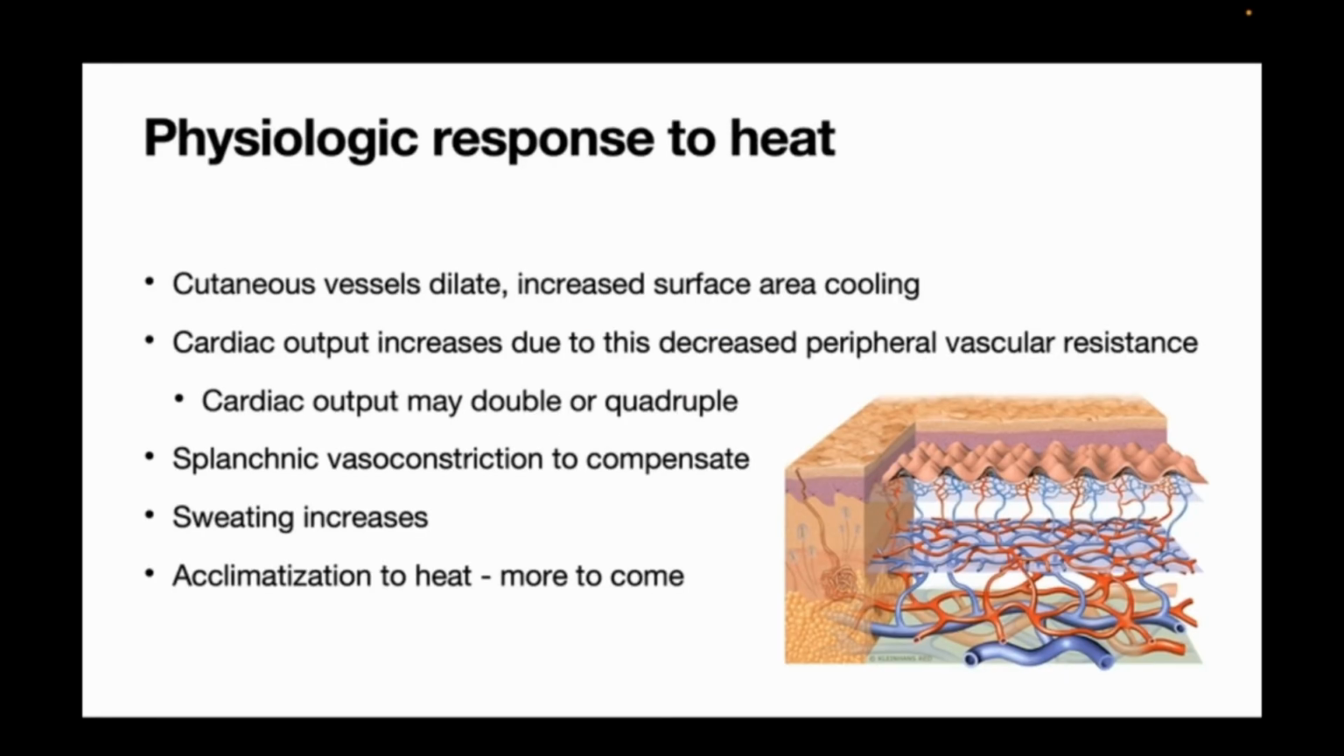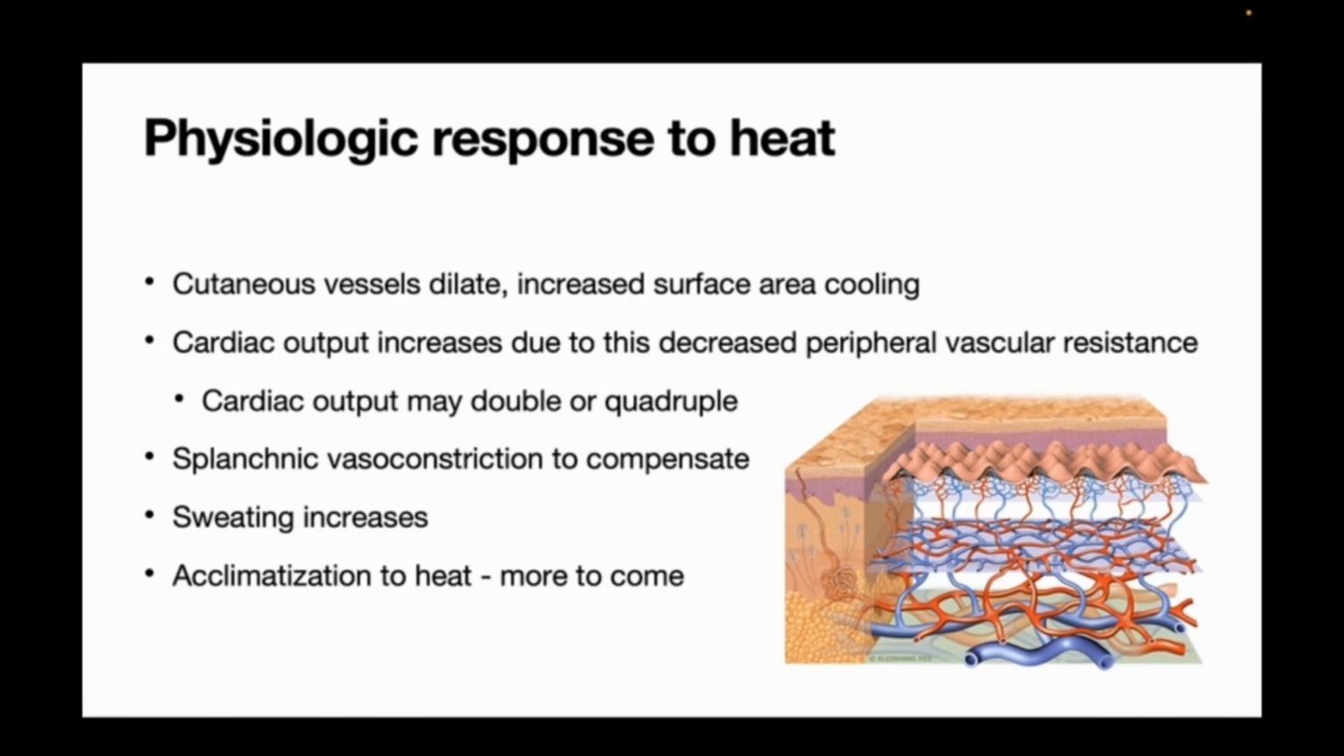So physiologically, what do you do? Your cutaneous vessels dilate, and that helps to shunt blood to your surface, to increase your surface area for cooling and the volume of blood going through there. But that does require your cardiac output to increase. So you'll have decreased peripheral vascular resistance so that blood can go to the cutaneous vessels. And cardiac output can double or quadruple, so it is quite an extra demand on you.